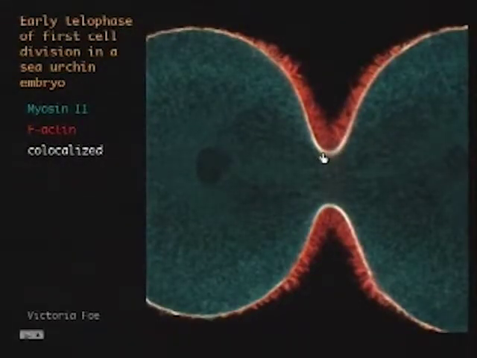I forgot to say earlier on that most anti-cancer agents, chemotherapy agents, are directed to ruin microtubules and kill cells. Taxol, for example, stabilizes them. Uh-huh.